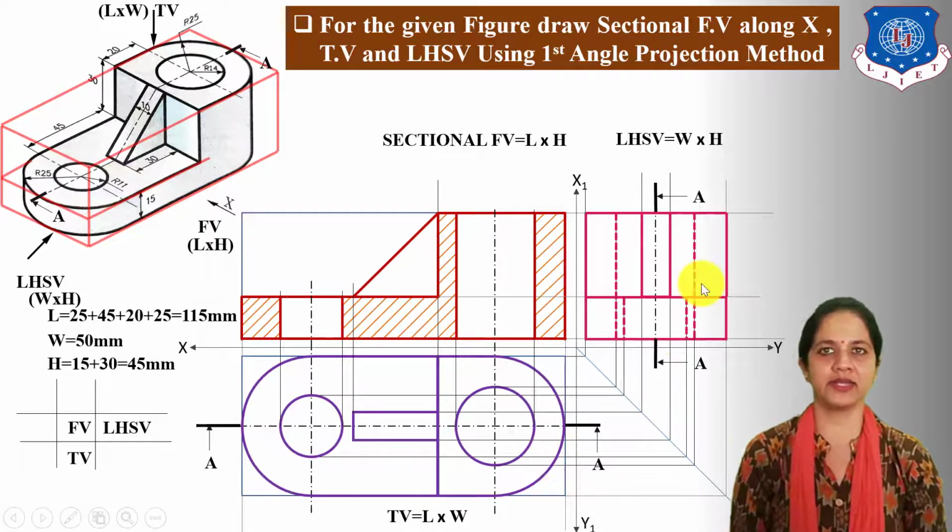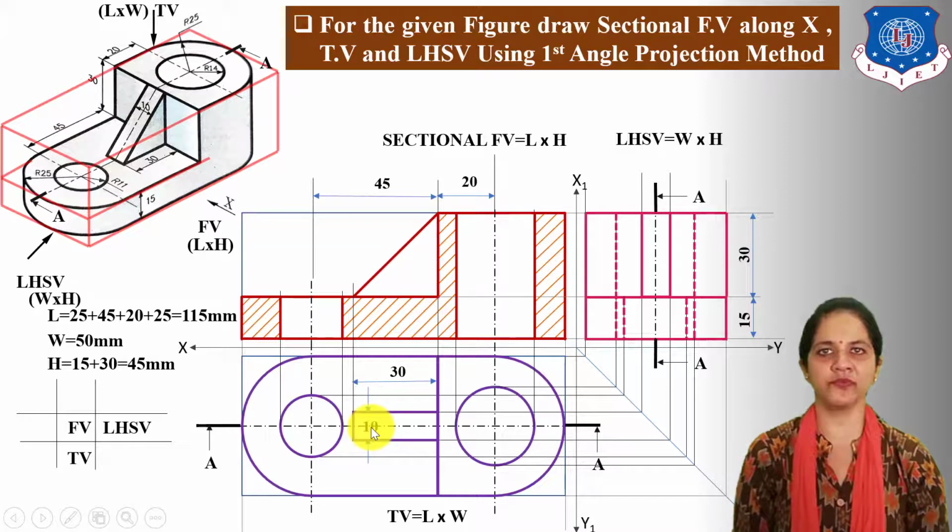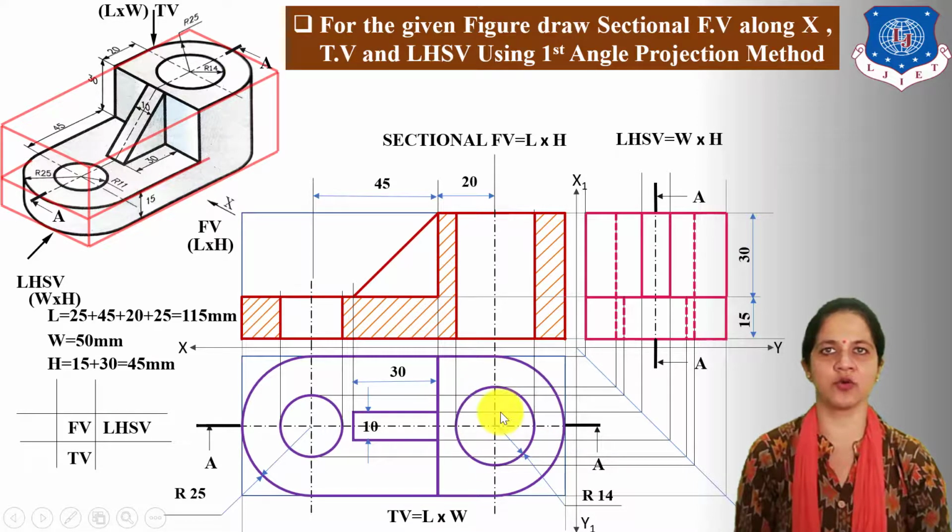Next locate dimensions as per given 3D object. 30 mm height, 15 mm height, 20 mm length, 45 mm length, next 30 mm length of the rib, 10 mm width of the rib, 25 mm radius for this semicircle, 14 mm radius of this hole, 11 mm radius of this second hole.